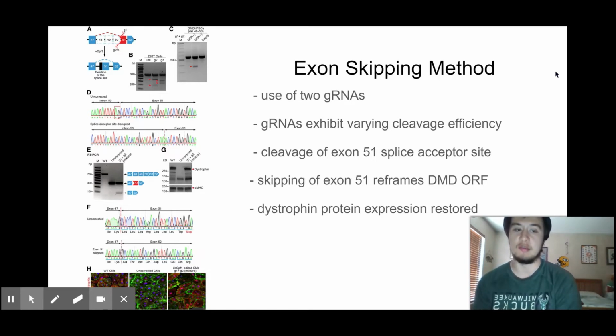Figure G is a Western blot experiment. The band labeled dystrophin was consistent with the structure of dystrophin, and this therefore confirmed that dystrophin was now being expressed. And figure H shows immunocytochemistry results where the red staining shows that dystrophin expression had been restored. Uncorrected cells did not show any red staining. Dystrophin expression was not occurring, but after correction with the LBCPF1 endonuclease exon skipping method, you see the red staining showing that dystrophin expression had been restored.